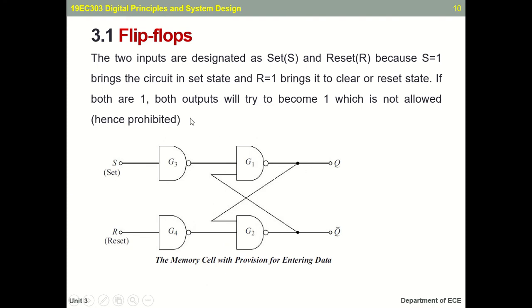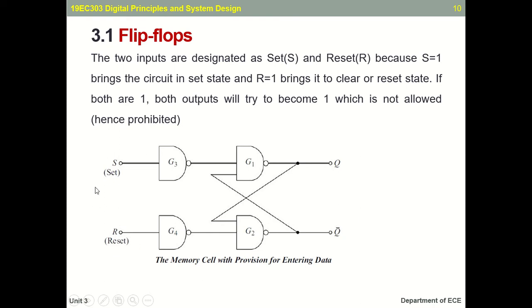In the flip-flop, the two inputs are designated as set and reset, because S equal to 1 brings the circuit to the set state, and R equal to 1 brings the circuit to the reset state. If both are equal to 1, then both the outputs will try to become 1, which is not allowed. That is called the indeterminate state. When S is equal to 1 and R is equal to 1, that state is called an indeterminate state.